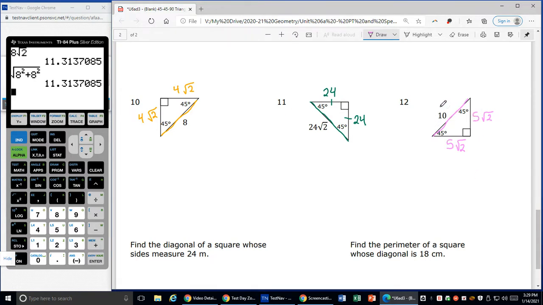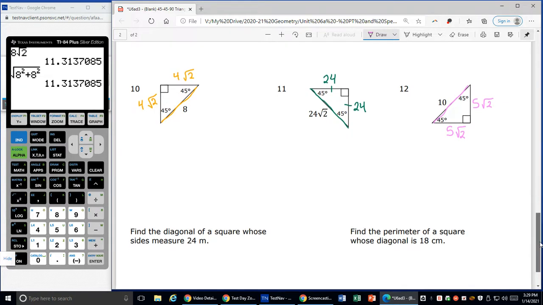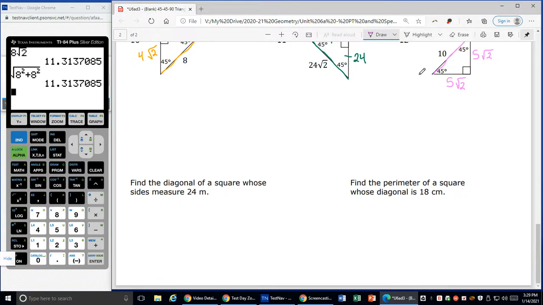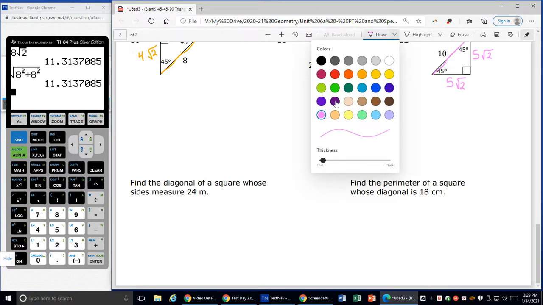Okay, so you have to pay attention to where your square root of 2 is, whether you're going to keep it the same number, or whether you're going to divide it in half, or go forward and multiply it by 2. Okay, let's look at some word problem-ish type of problems that work with a square.